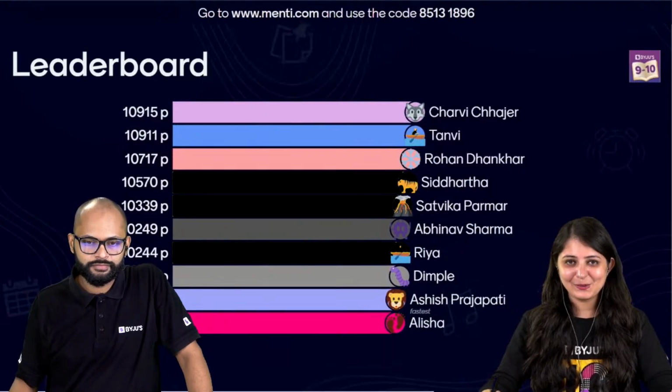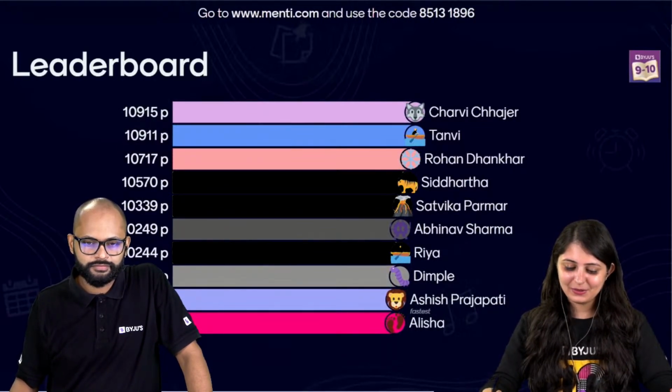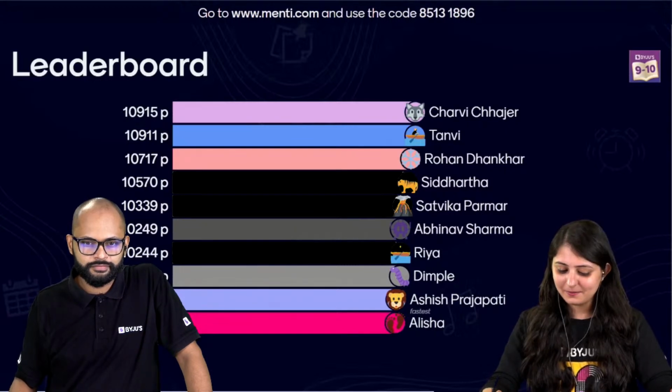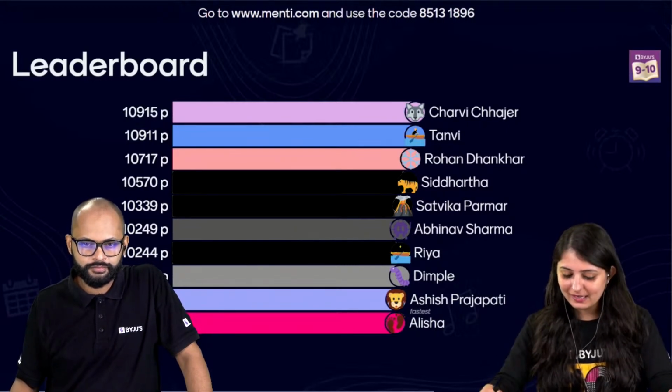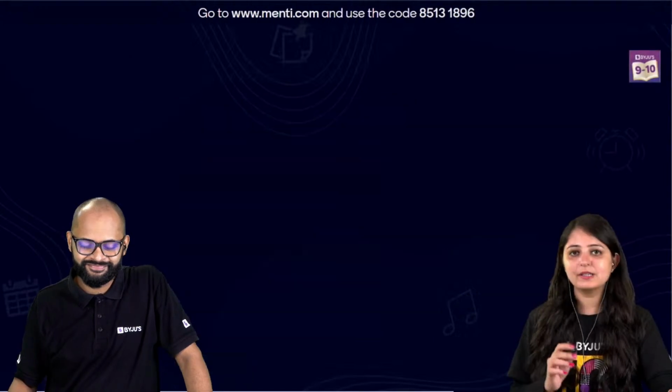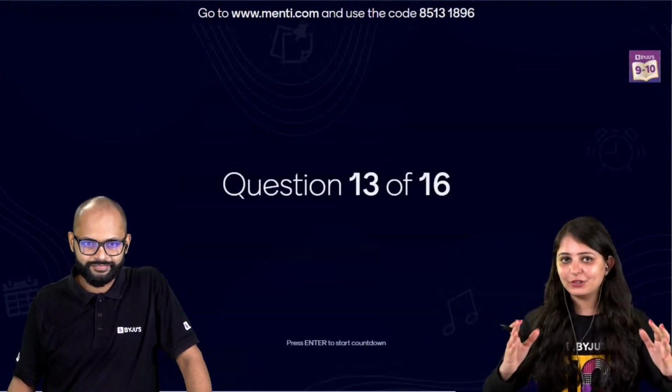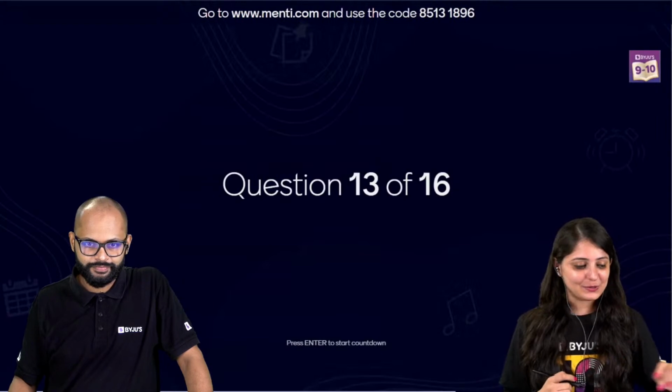Good. You can have a look at the scoreboard, guys. Chadvi, Tanvi, Rohan, Siddharth, Satvika, Abhinav, Riya, Rimple, Ashish, Alisha. Well done, all of you. And for the ones who are not there and still improving your rank, it's equally good.